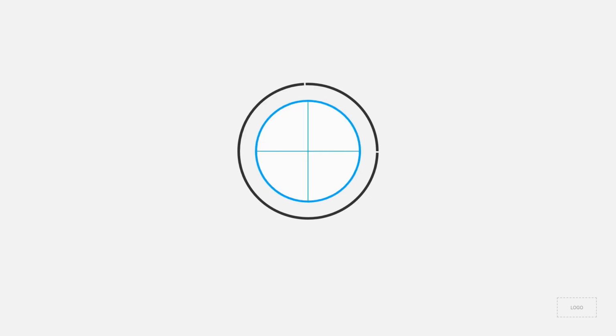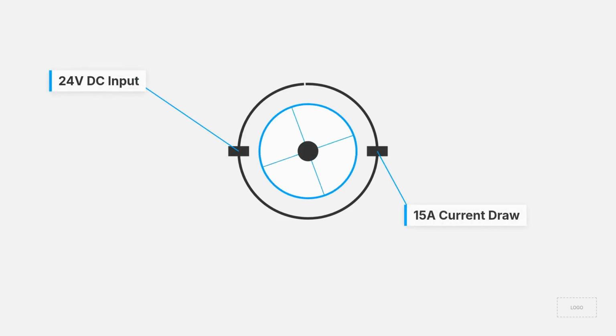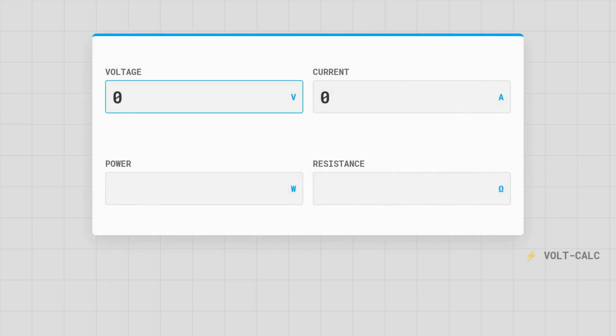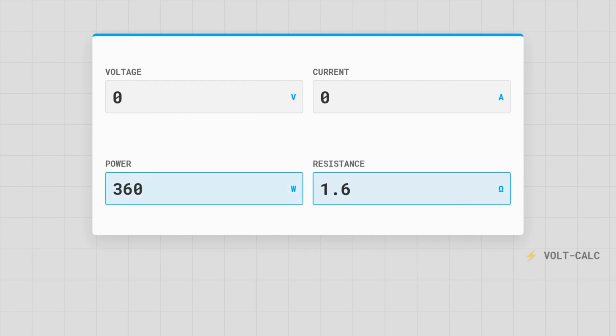Here's a practical example. You're sizing a DC motor that draws 15 amps at 24 volts. Enter 24 in the voltage field and 15 in the current field. The calculator instantly shows 360 watts of power consumption and 1.6 ohms of circuit resistance.